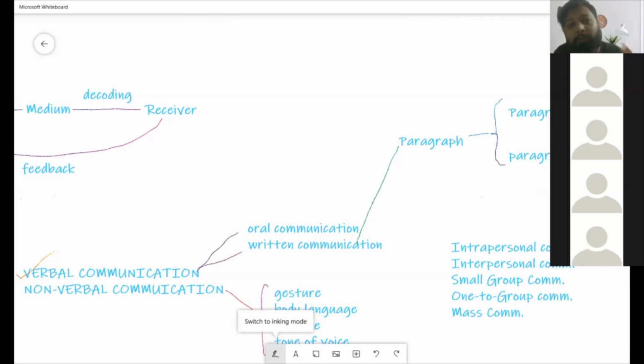So the smallest unit of a passage, the most important unit of the passage, is a paragraph. Do you understand that? Now, a paragraph is a lot of sentences coming together, right? So when a lot of sentences come together to give you information about one idea, it is called a paragraph.